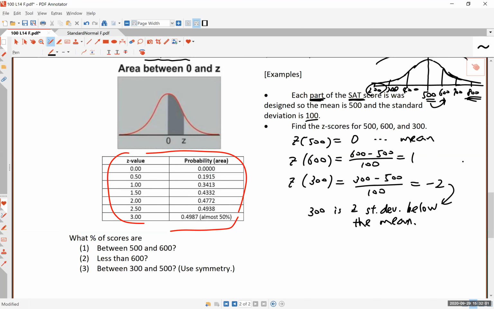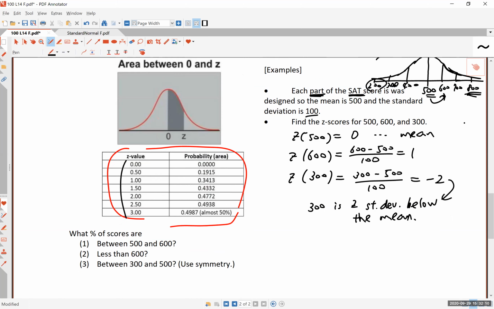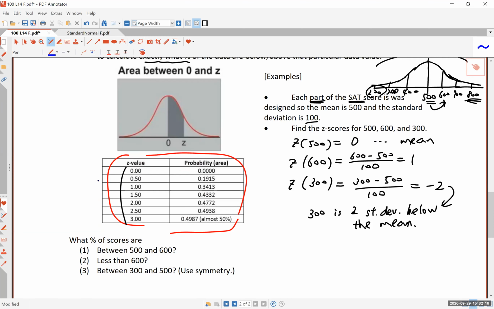Now, why do we talk about the Z-scores? Well, because Z-scores tell us the percentile and the percentages of students below and above. Now, how do you do that? And I'm glad you asked because I'm about to answer that question. And the answer comes in this table here. This is the table and I will show you.